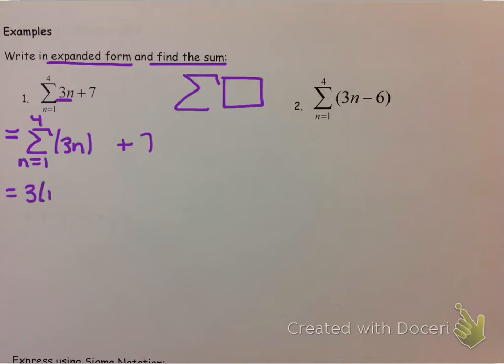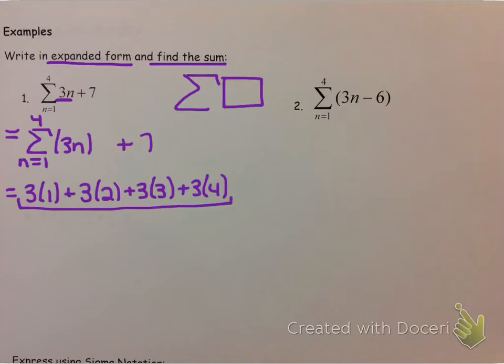We would start by plugging in 1 because that was our lower limit, then we would plug in 2, then we would plug in 3, then we would plug in 4. And that was our upper limit, so that's the last number that we plug in. This right here is the sigma notation, the expanded form of it, almost. We need to actually multiply those things. And then we would have the plus 7 at the end. So what expanded form would look like is 3 times 1 is 3, plus 6, plus 9, plus 12, and then of course the plus 7 at the end.